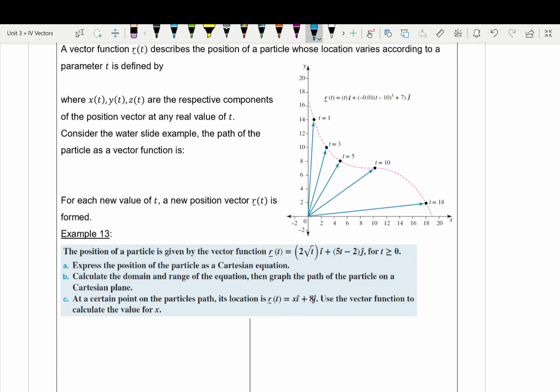So that is defined by r of t is equal to x of t i plus y of t j.